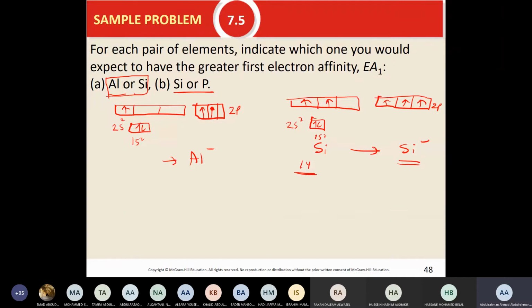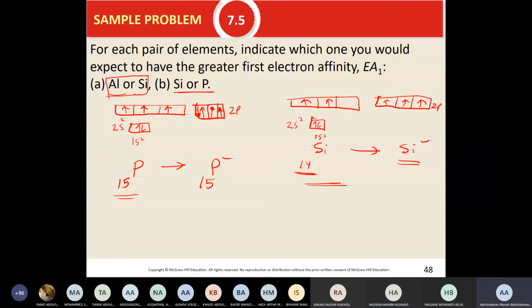I want to compare now silicon and phosphorus. This is phosphorus. What's the number? 15. To start 1, 2, 3, and then goes to silicon, phosphorus. 15 minus 3. We want to add an electron, we will add it here. Which one do you think is better, silicon or phosphorus?